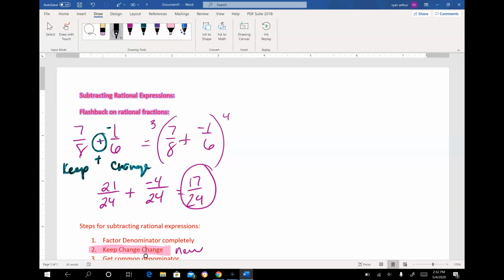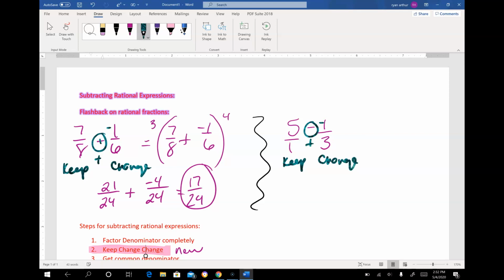Okay, so one more. We're going to do the whole number again, so 5 minus 1/3. So remember, to make a whole number a fraction, we put it over 1, okay? And then we need to do the keep, change. Keep the first one, change subtraction to addition, and then change the sign of your last fraction. So if that last fraction was negative, we would have changed it to positive. So we really have 5 over 1 plus negative 1/3.